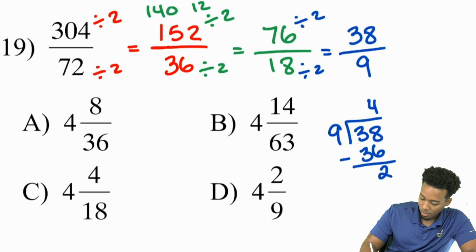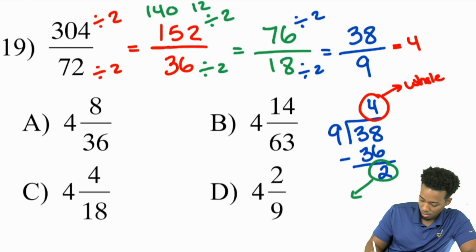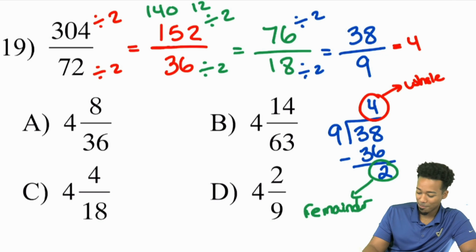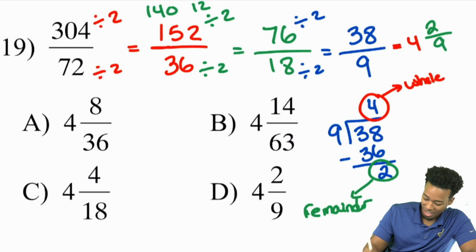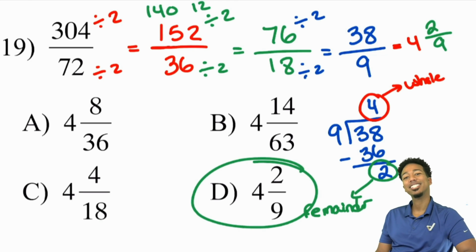So remember, what you get as the result here, that is your whole. So this equals 4 in front of the fraction is the whole number, and this over here is your remainder. This is your remainder. So I wrote that in chicken scratch, sorry about that, but that's going to be 2 over 9, and now we have 4 and 2/9. Booyah! And there it is.